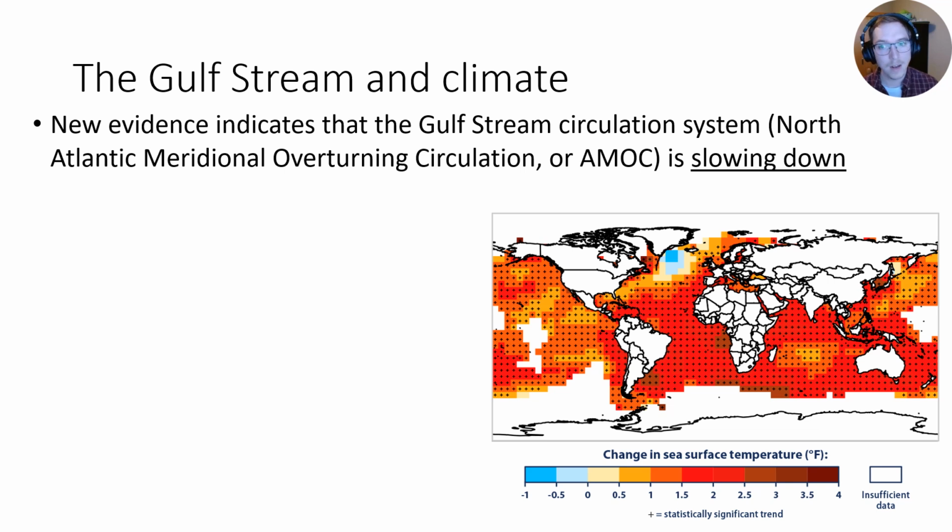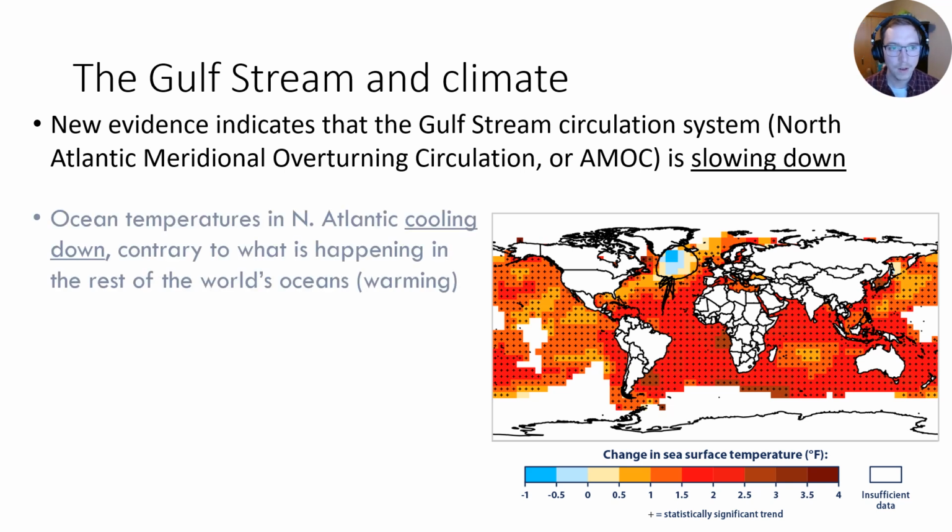But here it's not. In this area here, it's kind of tough to see, but I'll try to sketch it out as best I can. We're seeing a plume of colder anomalous temperatures. So ocean temperatures in the North Atlantic are cooling down, contrary to what's happening in the rest of the world's oceans. Warming, why is that? Well, a few different reasons.